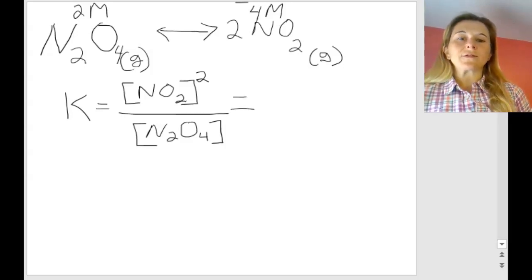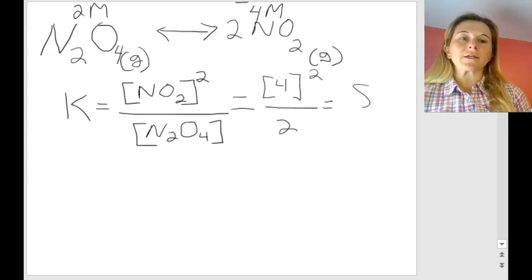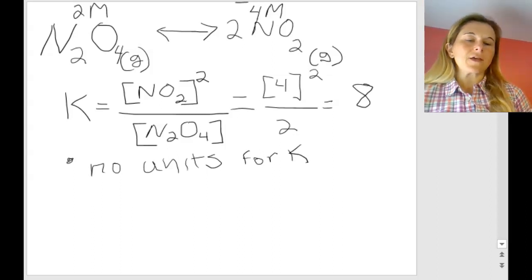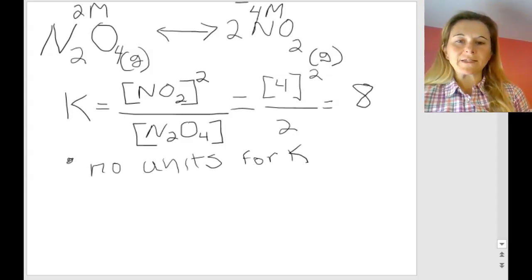So if we throw these numbers in here, we have 4 squared divided by 2, which means our equilibrium constant is 8. Note that there's no units. No units for equilibrium constant. That's good, right? Makes it easy.